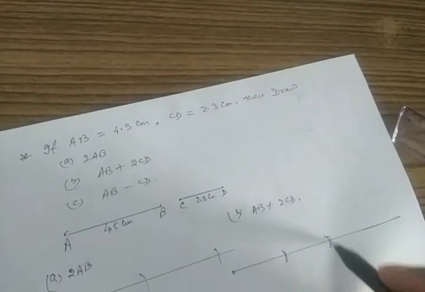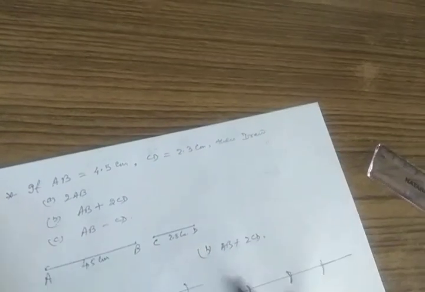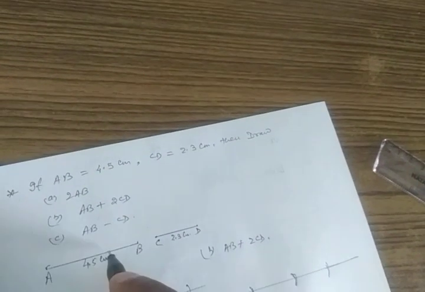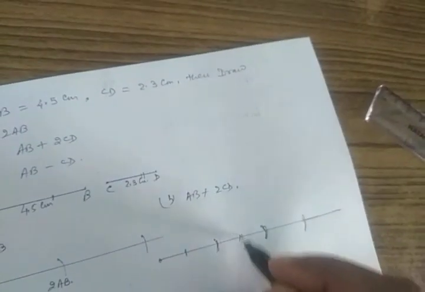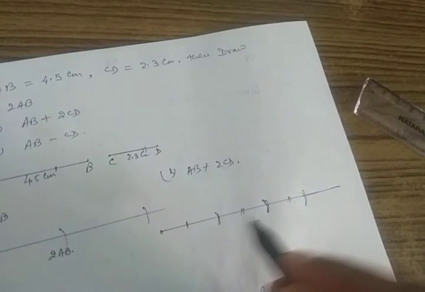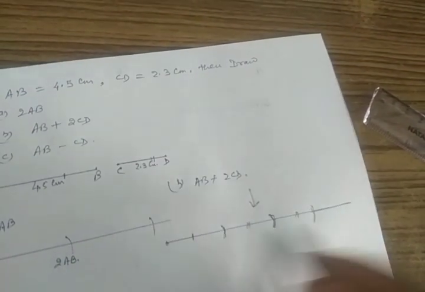So this is your CD and 2CD. So once again 2CD. Just see. This is AB. So this represents your AB. And now just 2 lines. So it is 2 lines CD and this is the CD. Follow. So what if it represents AB plus 2CD.